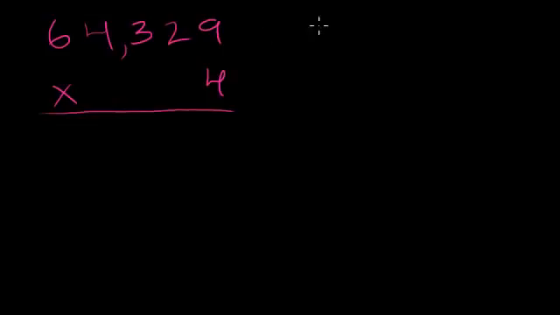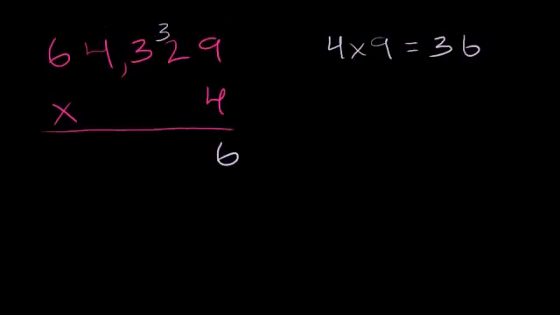So we just start off saying, OK, what's 4 times 9? 4 times 9 is equal to 36. Right? 18 times 2, yep, 36. So we write the 6 down here. Carry the 3 up there. Just put the 3 up there.